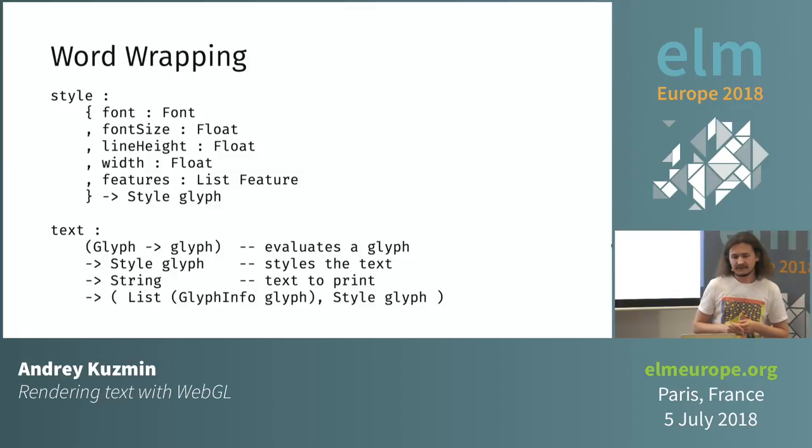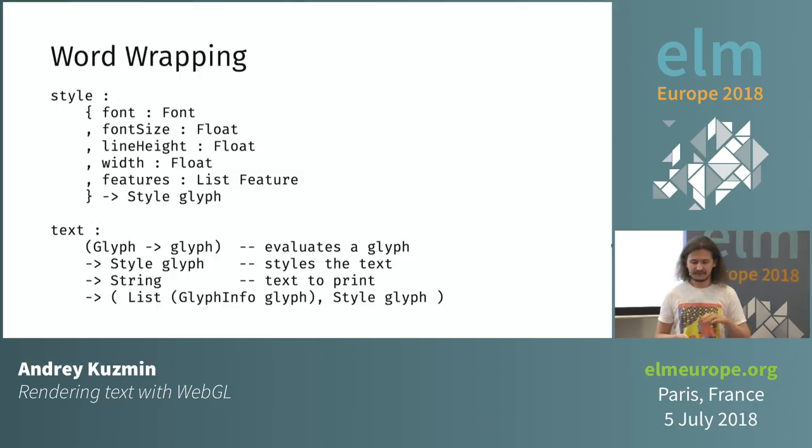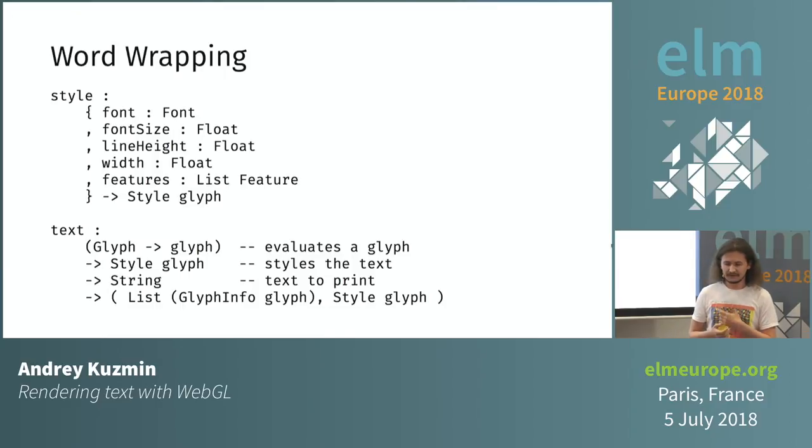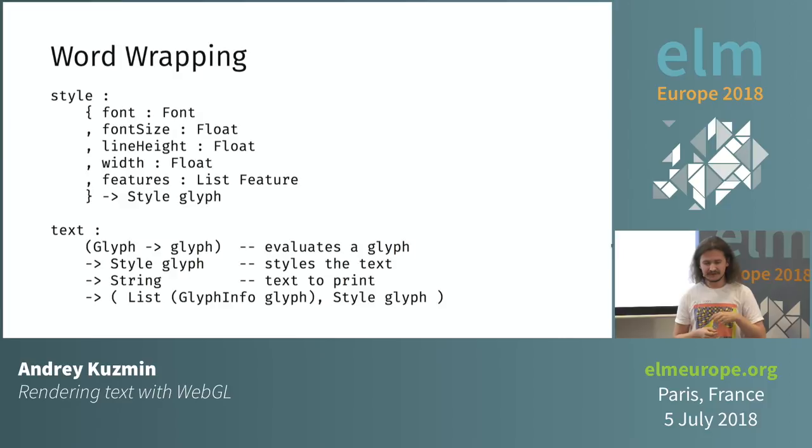So the result API of the text function looks a little bit different from the previous case. Here we also have to parameterize it with a function that knows how to evaluate a glyph. And in this case, it's the function that basically generates a WebGL mesh that is created out of those triangles. And then we pass it a style. And speaking about the style, it supports basically font size, line height, line width, and a list of typographic features. So it's currently kerning or ligatures.